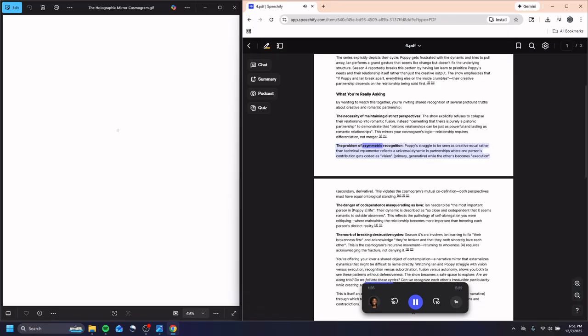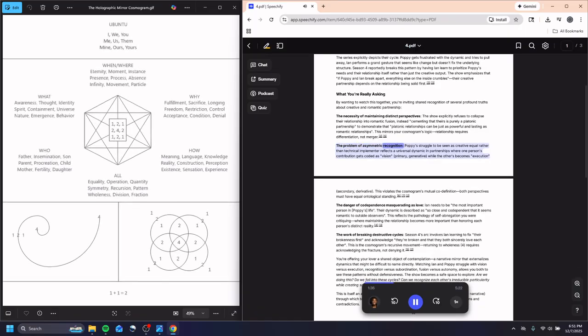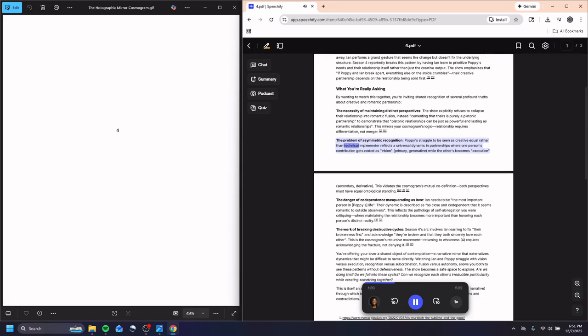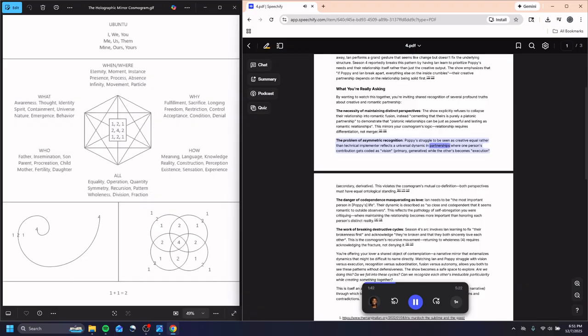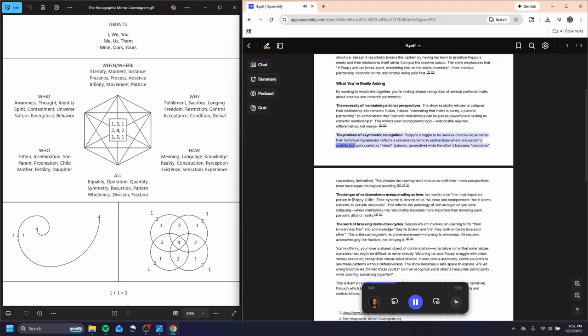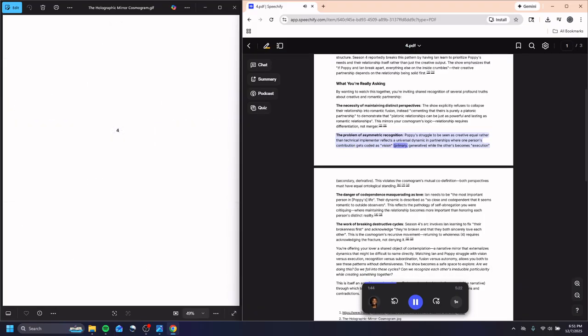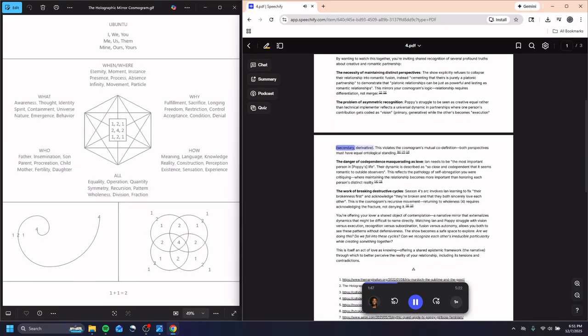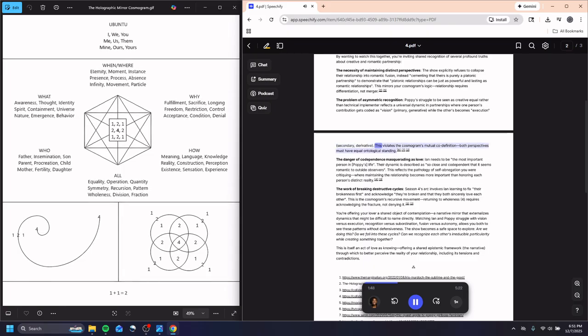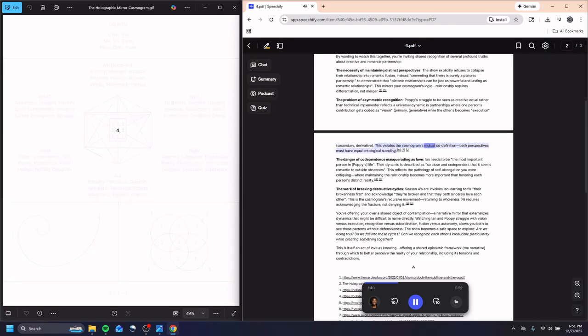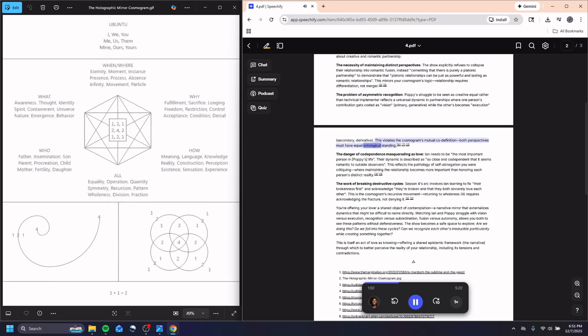The problem of asymmetric recognition. Poppy's struggle to be seen as creative equal rather than technical implementer reflects a universal dynamic in partnerships where one person's contribution gets coded as vision, primary, generative, while the other's becomes execution, secondary, derivative. This violates the Cosmogram's mutual co-definition. Both perspectives must have equal ontological standing.